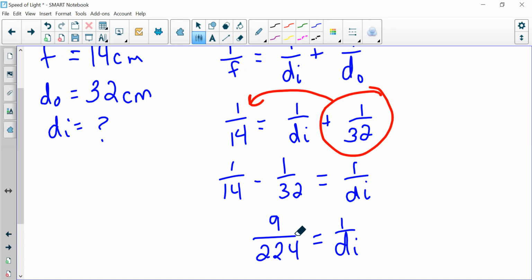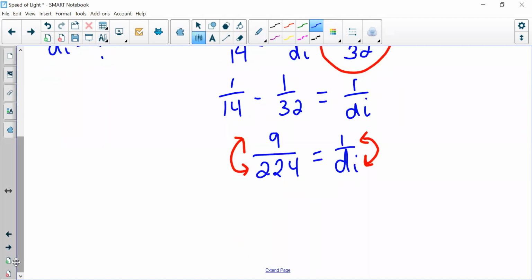Okay. So you get 9/224, or 0.401785, and so on and so forth. And Kira is reminding us that that is 1 over DI. So flip it upside down and do 224 divided by 9 to get the distance of our image. So DI over 1. Kira, what did you get for your DI? I got 24.89. Very good.